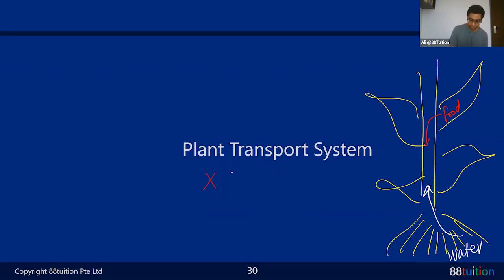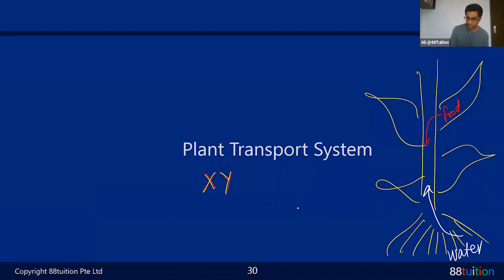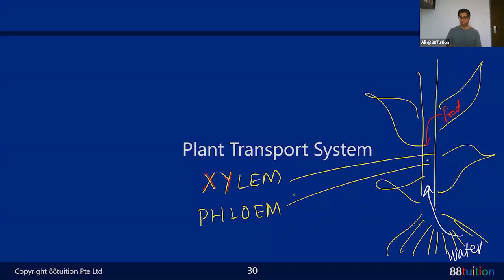Right, those of you who are staying with me, I need you to identify these two things. What is the xylem for? And what is the phloem for? They are inside here. Okay? Most of us know, okay?